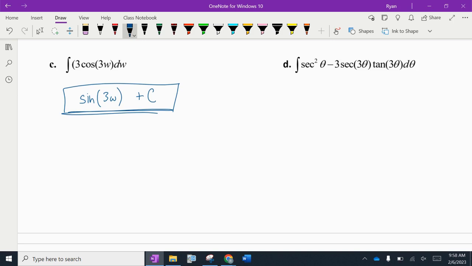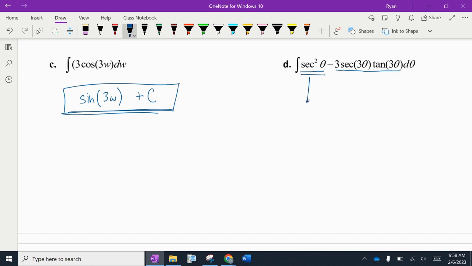Or tan theta, whatever, I'm doing x. Tan theta. Okay, and then 3 secant tangent. Secant tangent is something, right? Yes. Secant tangent. Okay. So would it just be minus secant 3w?